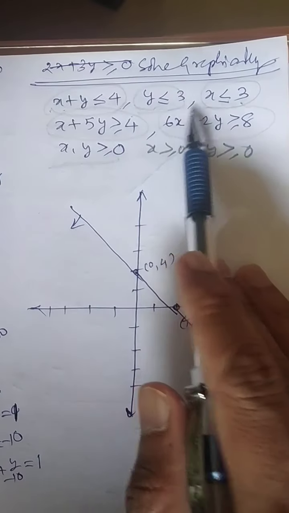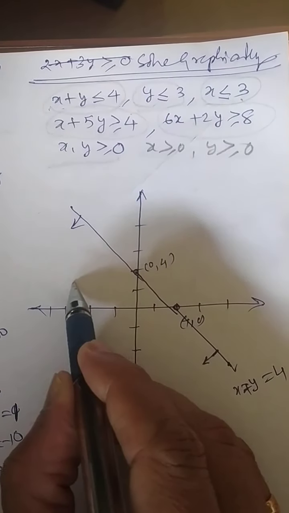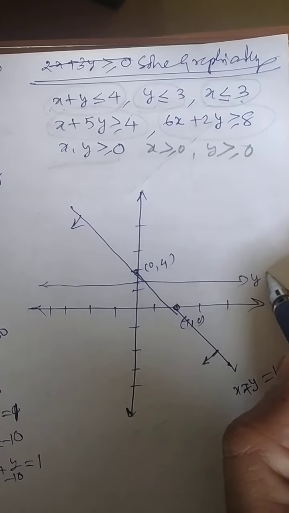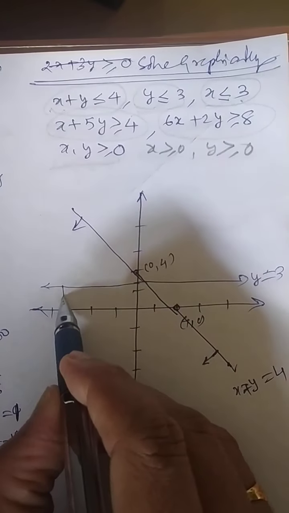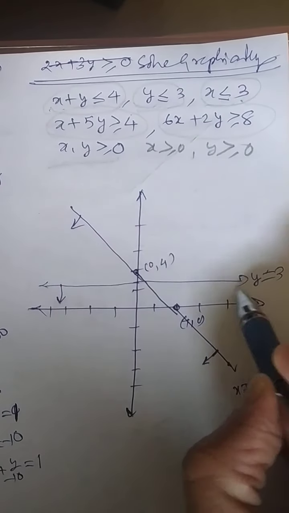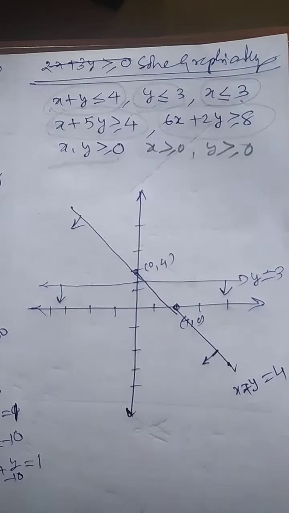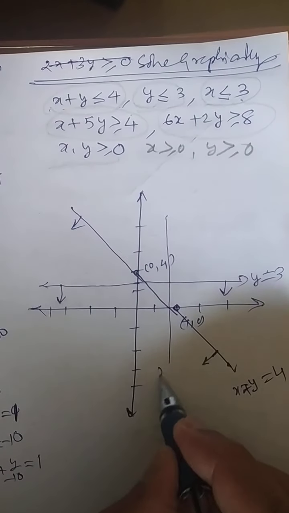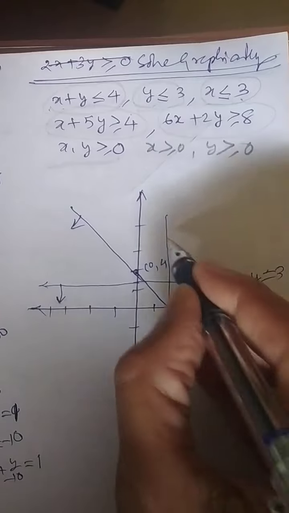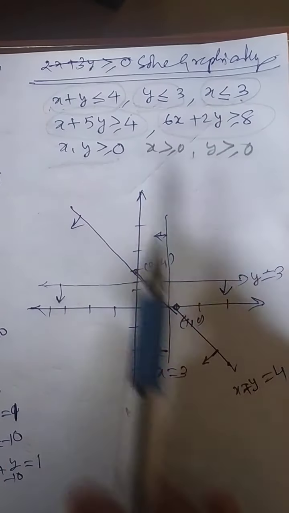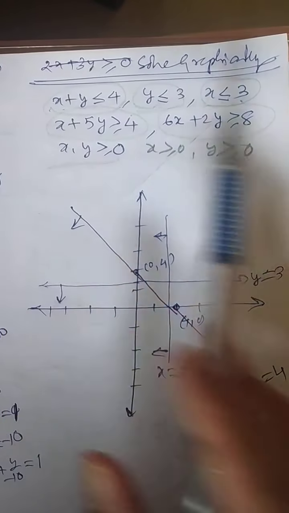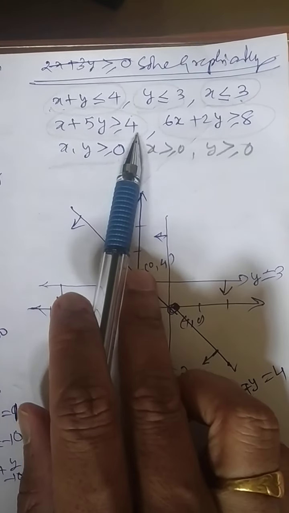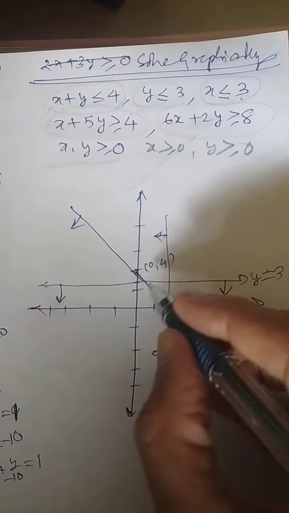Y is less than 3. This is 4, so somewhere over here in between. Y is equal to 3, y is less than 3, so down of this one. X is less than 3, somewhere between 3 and 4 over here. This is another line, x is equal to 3, this side. Okay. Now the fourth equation: the x-intercept is 4, but the y-intercept is 5 by 4, 1 point something.